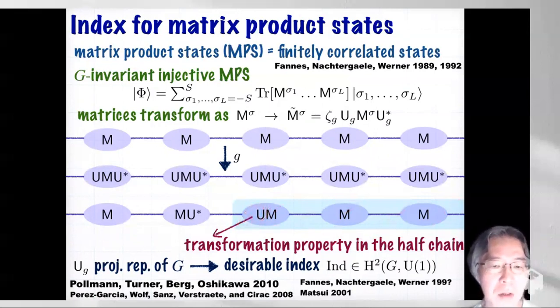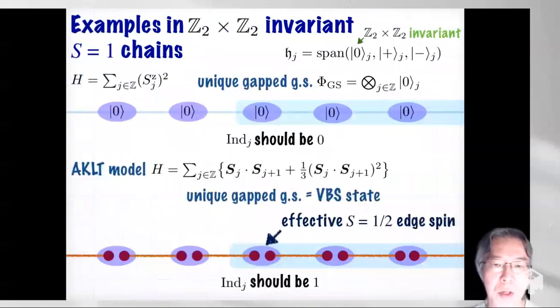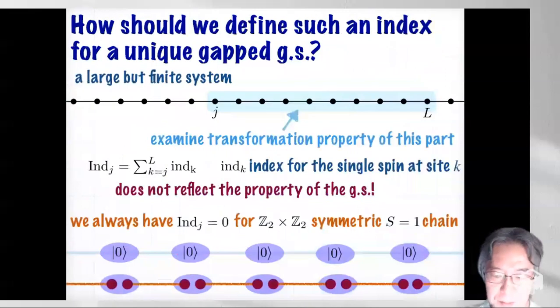And now a very interesting fact is that this U_G gives us a projective representation of G. And from this projective representation, we get the desired index, IND. And this desired index does what we want. For example, if you define the index that way, actually, so Pollmann, Turner, Berg, and Oshikawa did that. They found that the index is 0 for this trivial state, and index is 1 for the AKLT state.